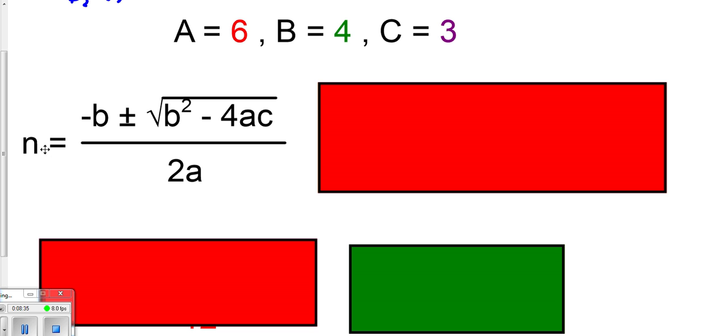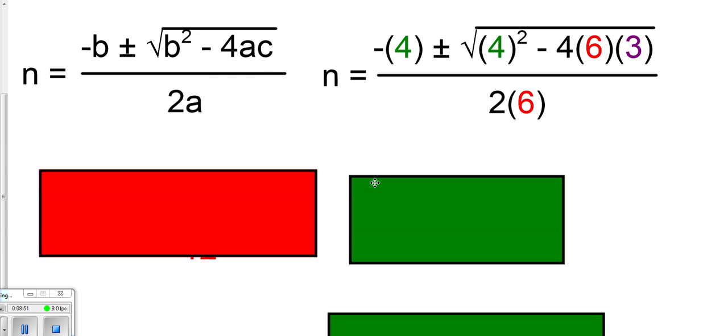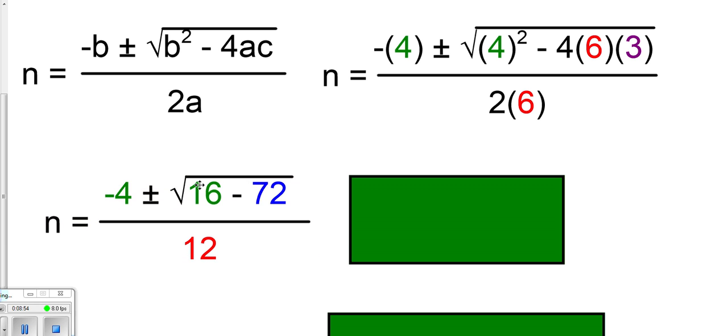Using these values and plugging it into our quadratic formula, it's going to look something like this. N equals negative 4 plus or minus the square root of 4 squared minus 4 times 6 times 3. This is all going to be divided by 2 times 6 then. Simplifying that, we would have negative 4 on the outside plus or minus the square root of 4 squared makes 16. 4 times 6 times 3 becomes 72. So underneath our square root we have 16 minus 72. And this is all going to be divided by 2 times 6 makes 12.